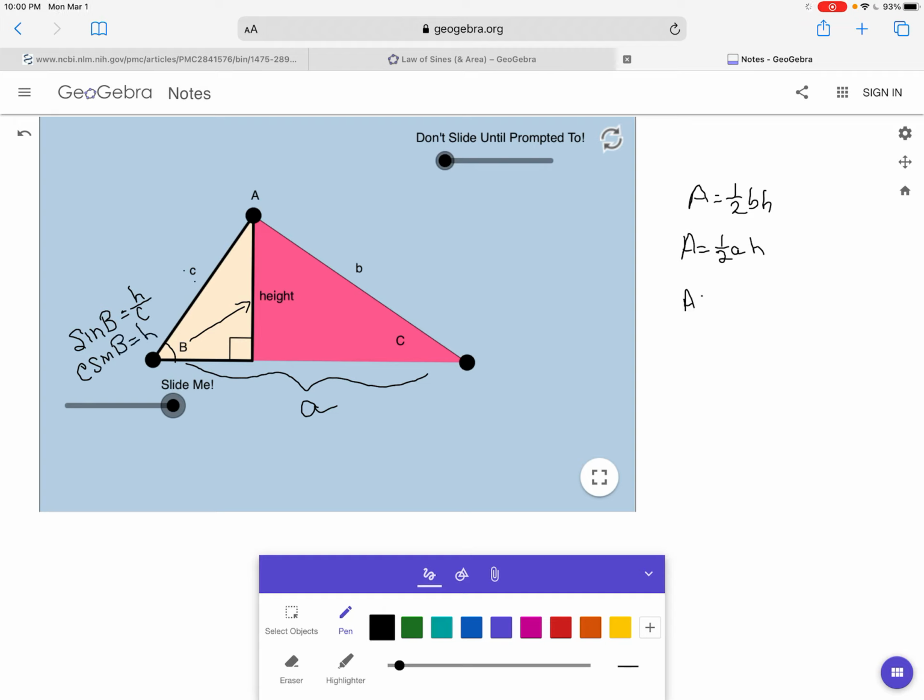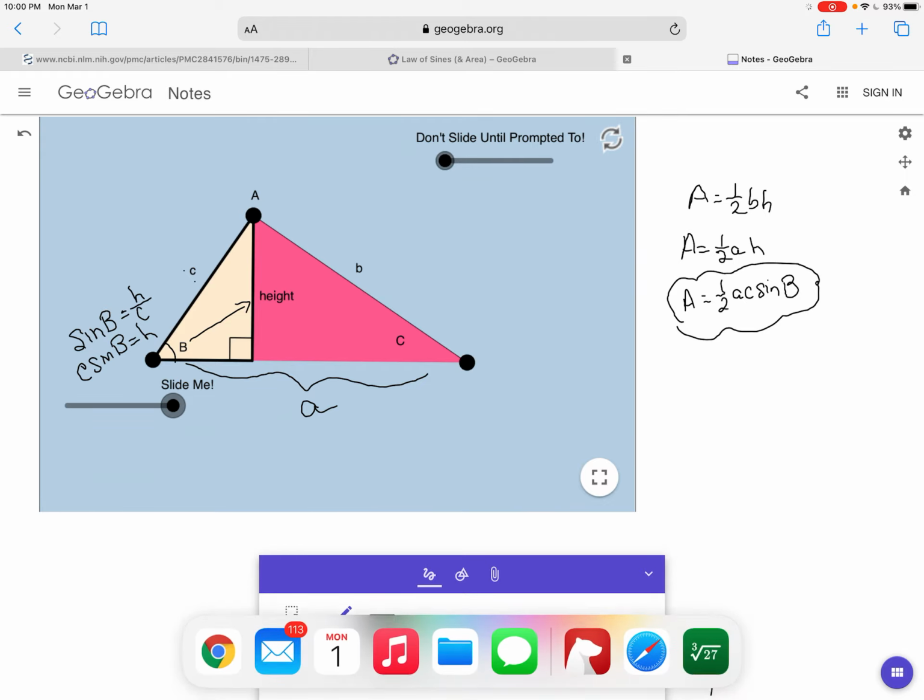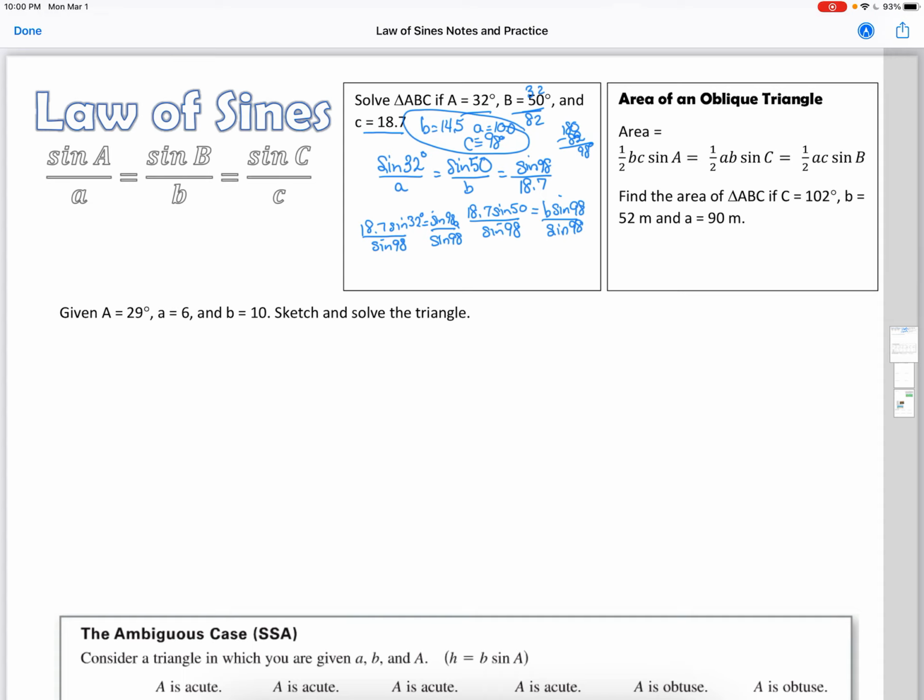So now modifying our formula, we have area equals 1/2 side A times side C times the sine of angle B. So that works for any obtuse or acute, any oblique triangle. Area equals 1/2 AC sine B. So here's one version of that area formula. A second if you know angle A plus sides B and C, and a third if you know angle C plus sides A and B.